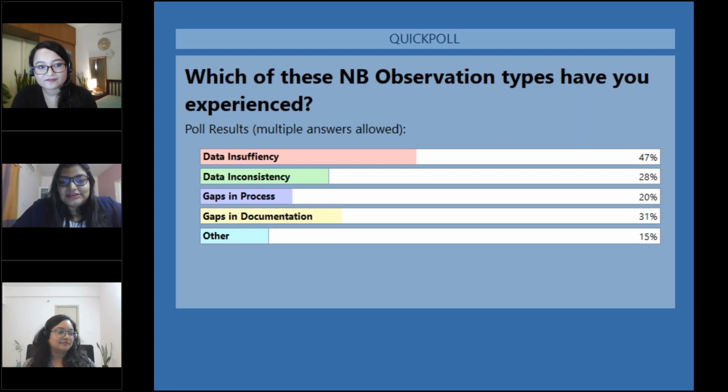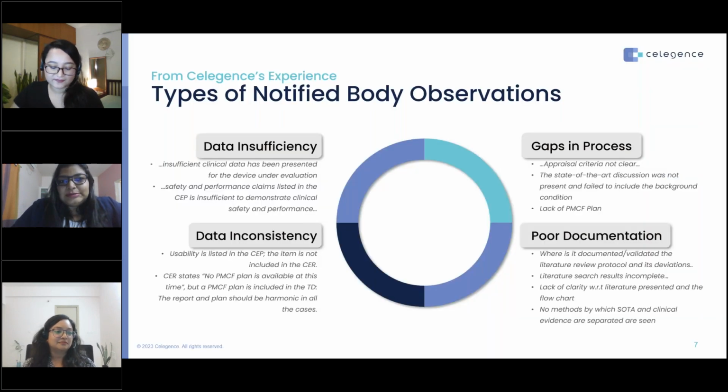31% say gaps in documentation. 28% say data inconsistency. And 20% say gaps in process. And about 15% have marked the other option. So if you think about it, approximately half of these observations have been around insufficiency, and the rest of the three or others collectively make up for the other half.